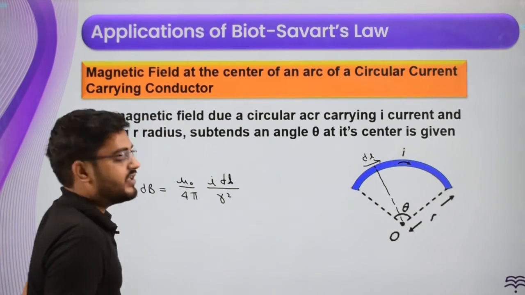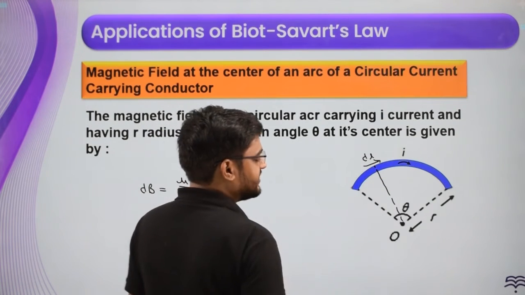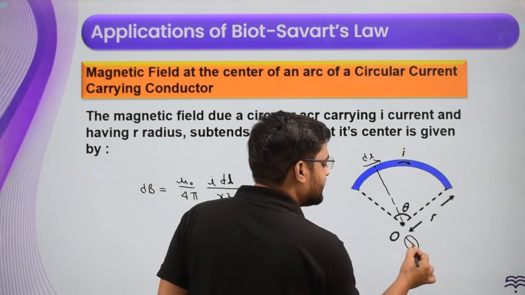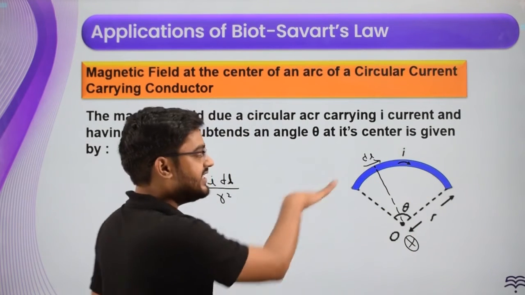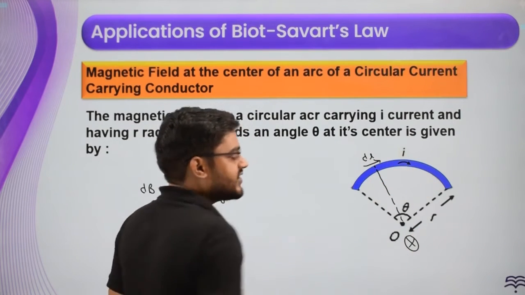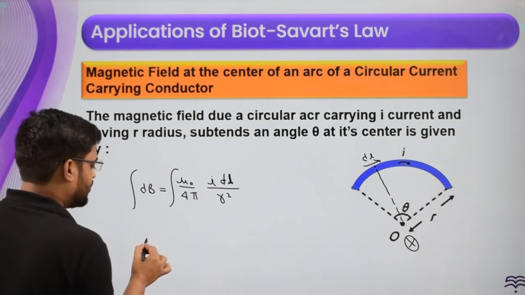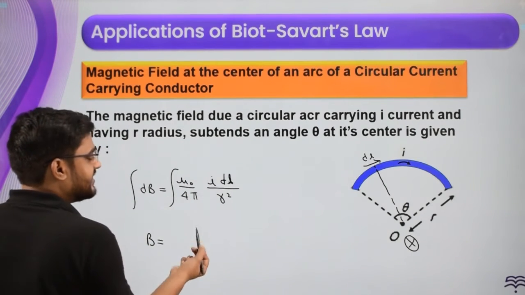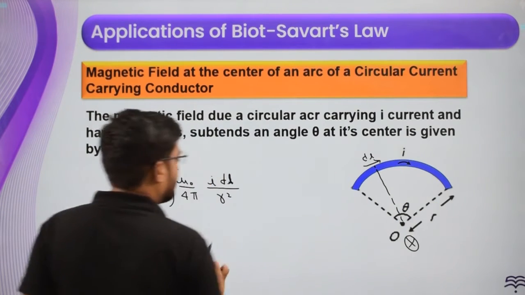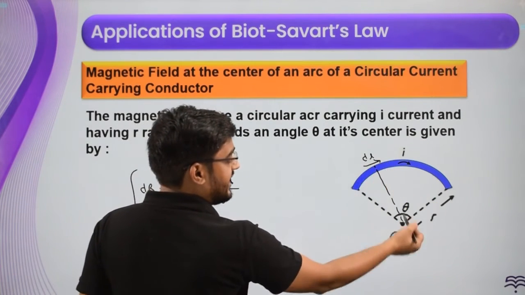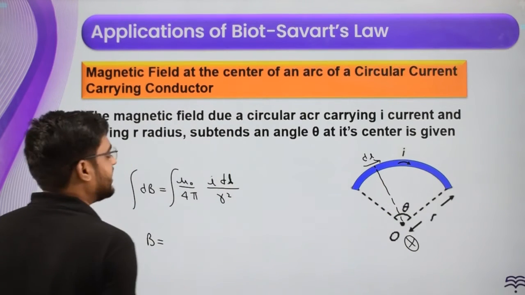If you check the direction, dl cross r is into the plane, so at O it is into the plane of the paper. And due to all dl, it is into the plane of the paper only. So I can simply add such dB; integration will give me the total magnetic field. Now if you see, everything here is constant. For any dl, the distance is r only, and the angle between dl and the r vector is always 90 degrees. So I don't have to write anything over here.